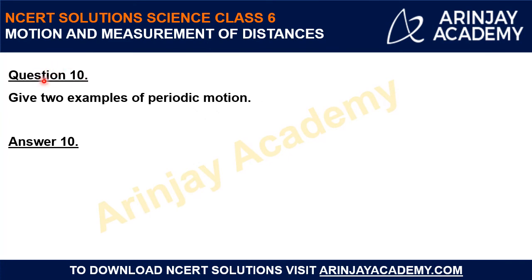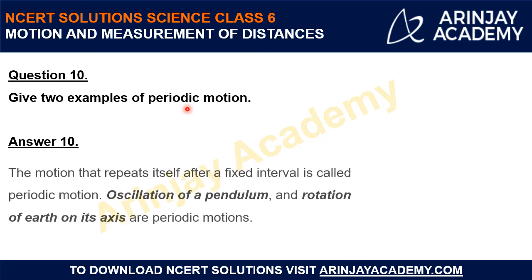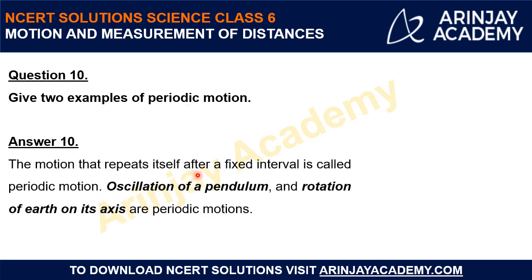Last question, question 10. Give two examples of periodic motion. So we have to give two examples of periodic motion. Periodic motion is one in which the motion repeats itself after some time. So the motion that repeats itself after a fixed interval is called periodic motion.